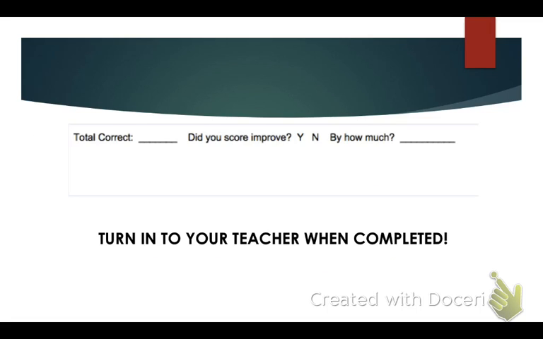To end this, we just have a quick reflection. How many did you get correct this time? Okay, let's go ahead, and if you got a half of one right, let's make sure we mark that down somewhere. Did your score improve? And by how much?